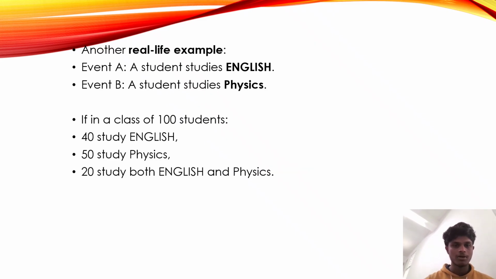Another real life example. Event A: a student studies English. Event B: a student studies physics. In a class of 100 students, 40 study English, 50 study physics, and 20 study both English and physics.